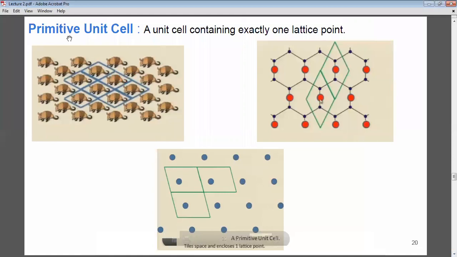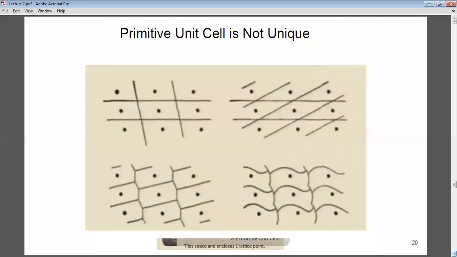Another important definition is a primitive unit cell. A primitive unit cell is a unit cell that reconstructs the whole periodic structure, but it has exactly one lattice point. In these examples, there is only one lattice point because these mice are on top of the lattice points. Here also in green, there is only one lattice point, which you will see in red. And here also, in green, this is the unit cell, and there is only one lattice point inside it.